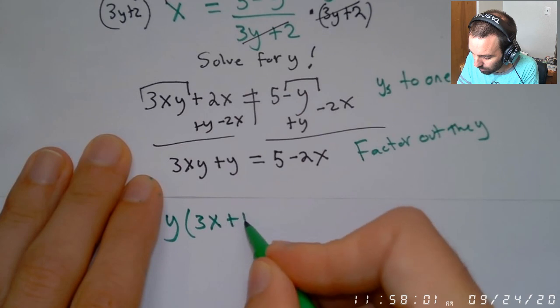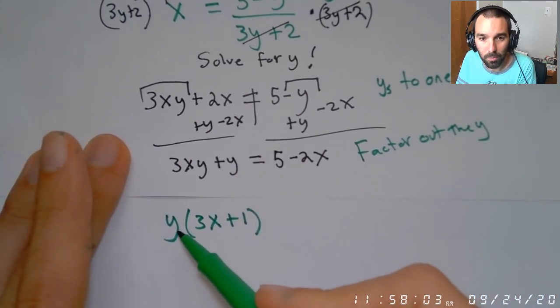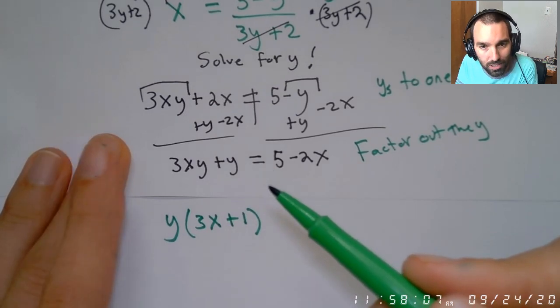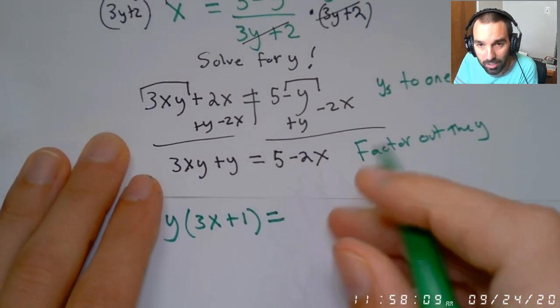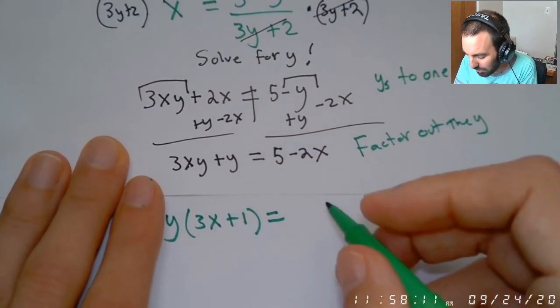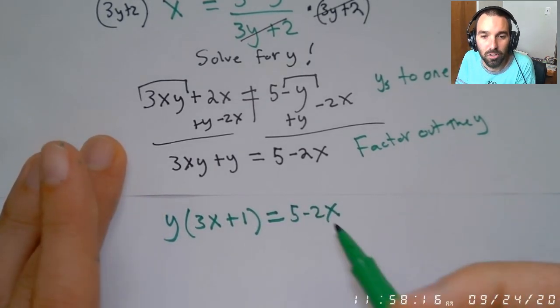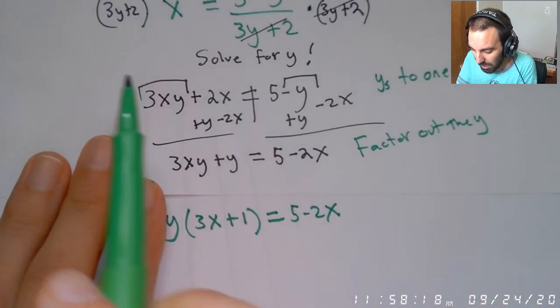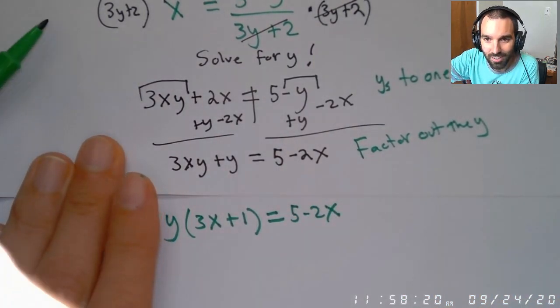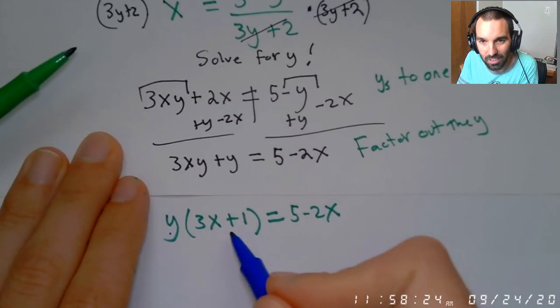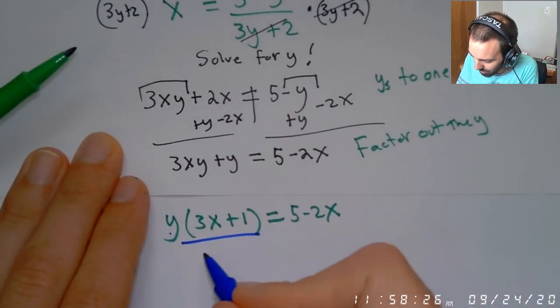3x plus 1. And remember, you can always just go backwards. If I distribute this y, shouldn't I get back to here? Sometimes you just have to guess and check. But remember, guess and check is slow, so the faster you can do it, the better. And then I get 5 minus 2x. All I did here was factor out the y. Once I do this, I only have one y. This is y times all of this, right? So I'm just going to go ahead and divide.